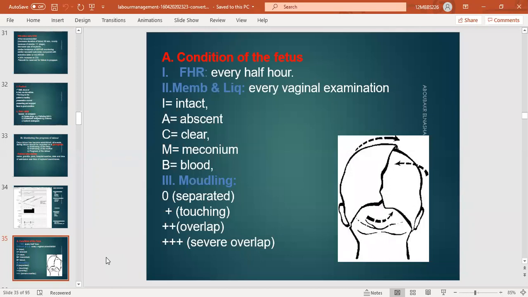Another fetal monitoring parameter we discussed already is molding. Molding means the overlapping of the bones over each other on the suture lines. You can see in the diagram there is an overlapping of these bones on the sagittal suture. It is scored as 0 when the bones are separated, touching each other or approximating each other.